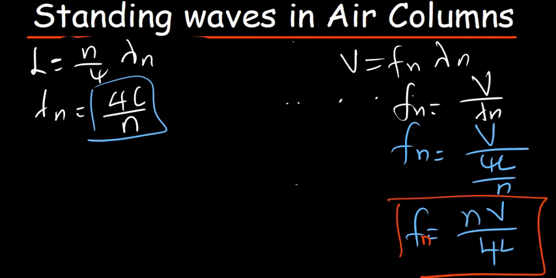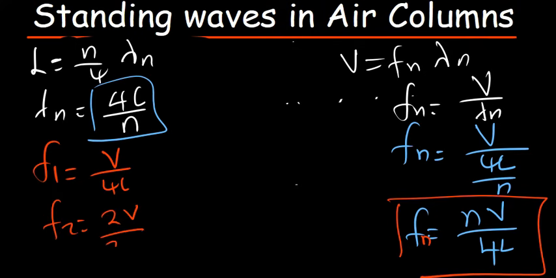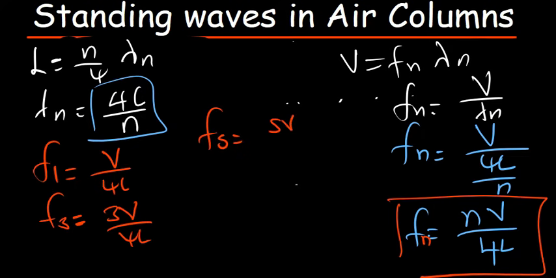So if n is equal to 1, we'll have this. Then if n is equal to 2, we'll have 2V divided by 4L. No, it can't be 2. Sorry, n can only be odd numbers. So if n is equal to 3, then you have 3V divided by 4L. Then if n is equal to 5, we'll have 5V divided by 4L.